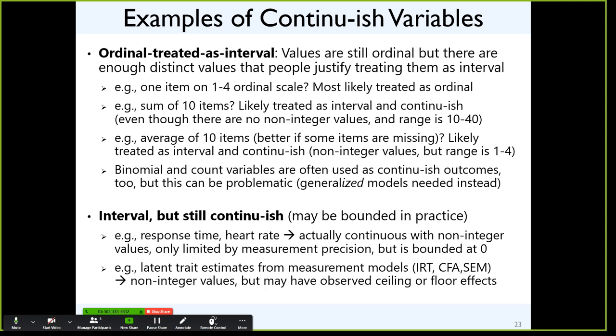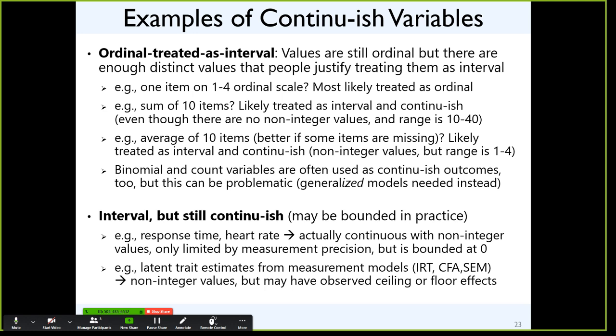Interval but still continuous. There are other variables that you may come across that are actually continuous, but they have some sort of boundary to them, which keeps it from being truly continuous. Response time, for instance. That's a common measure of cognitive ability or processing speed. But what's the fastest that you can possibly do something in? Well, 0 sort of in theory, right? But there's some lower bound where if you respond more quickly than that, people don't believe that you're actually doing the thing that you're supposed to have been doing. So discounting responses below, say, 500 milliseconds or something like that.